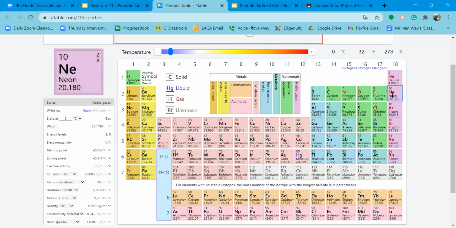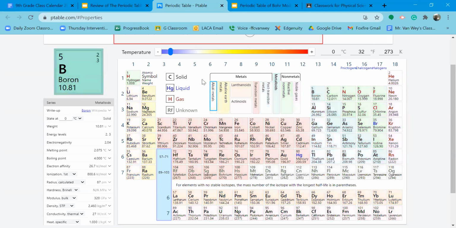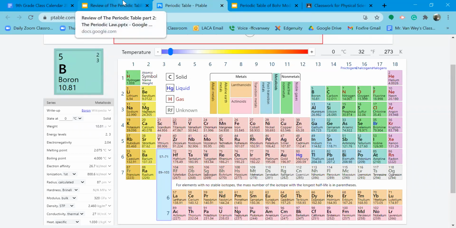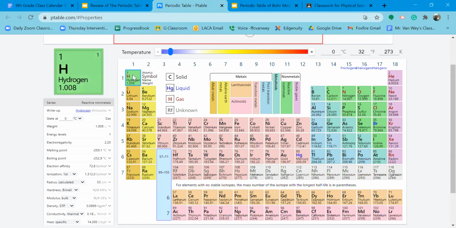Every time we change groups, we add another electron to the outer shell. Sodium has 1, magnesium has 2, aluminum has 3, 4, 5, 6, 7, and 8. So as we count up the periodic table, we get more electrons on the outer shell. And as we count down the periodic table, we get more electron shells.